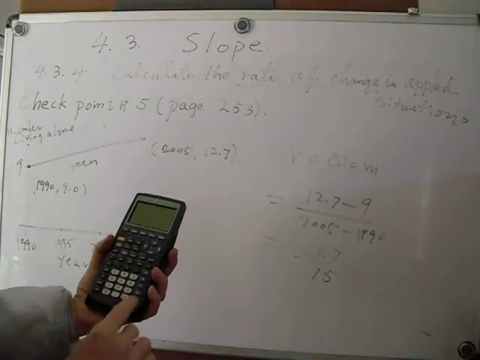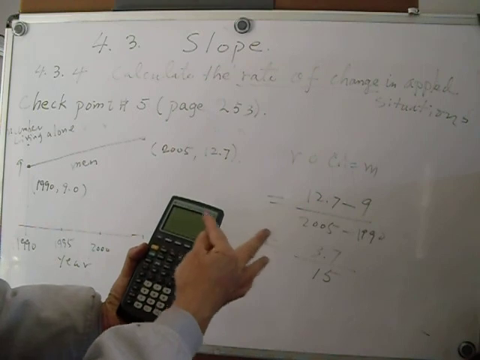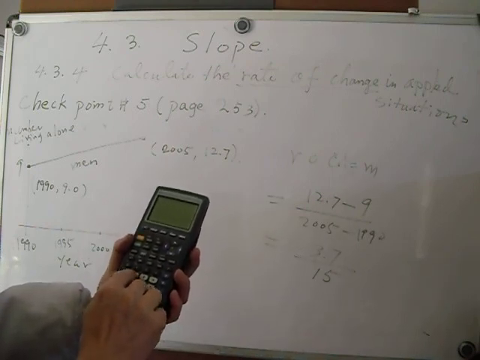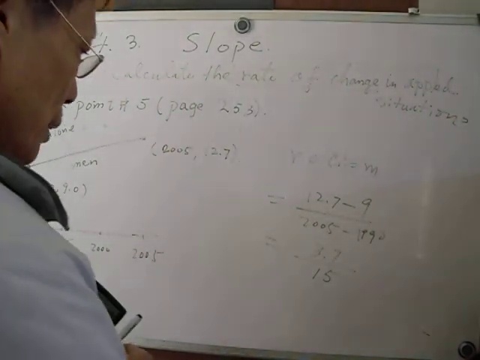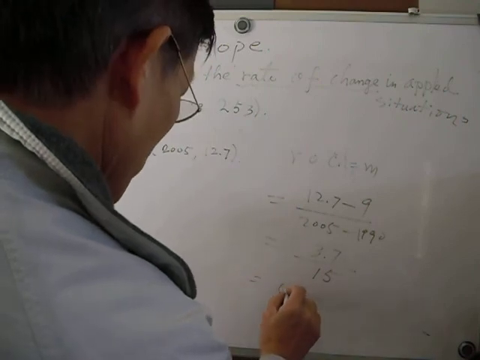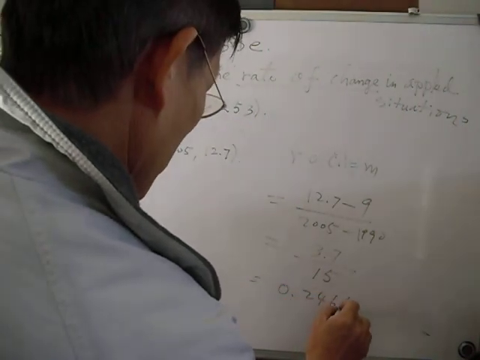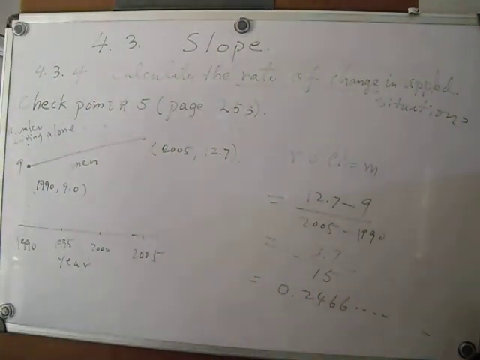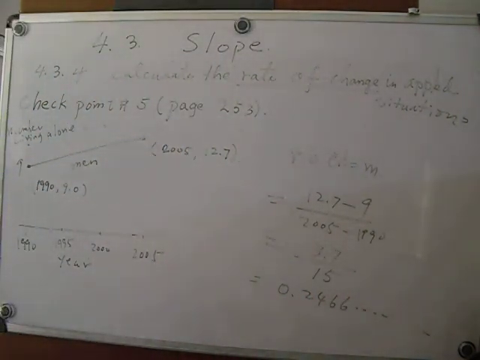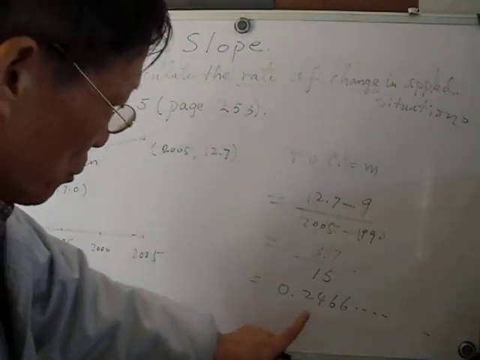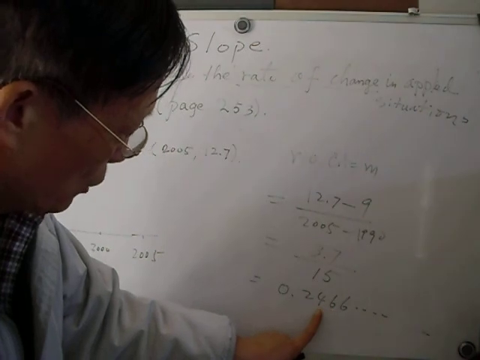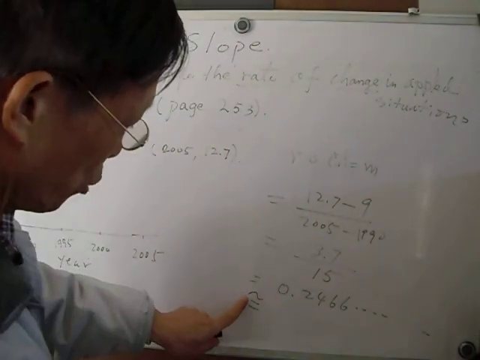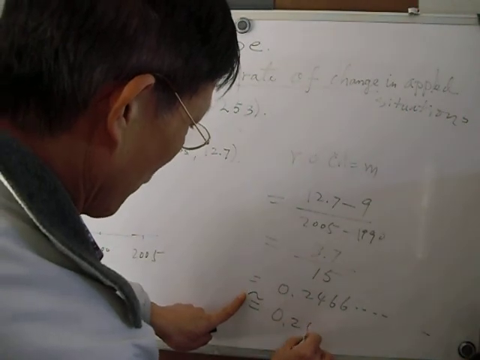Most advanced calculators let you see all the formula here. 3.7 divided by 15. Push the button, you see the number is a decimal, 0.2466, that will continue. The instruction in the book says find the slope correct to 2 decimal places, meaning you want to keep 2 decimals. The next digit is 6, so you add 1 to here. So round it. This is the approximate symbol, 0.25.